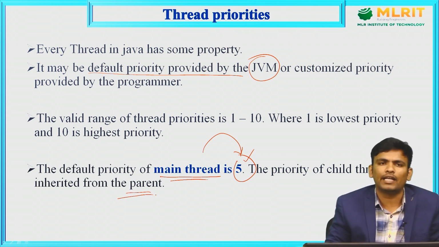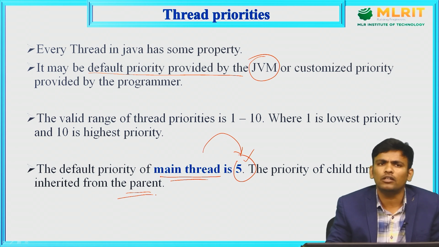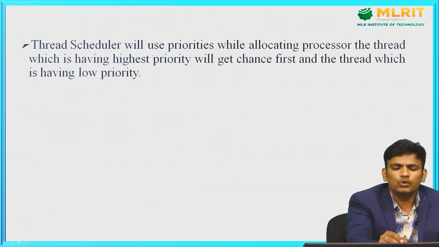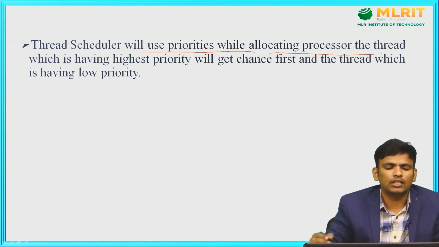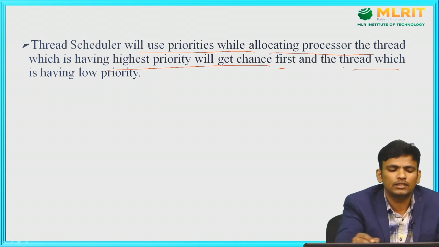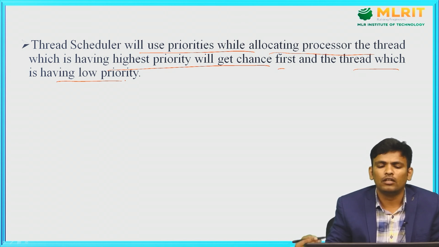If you are creating any child class from a parent class, whatever priority the parent class has can be inherited by the child class. The thread scheduler will use the priority while allocating the processor. The thread which has the highest priority will get a chance first, and the thread with low priority will get a chance after execution of the highest priority thread.